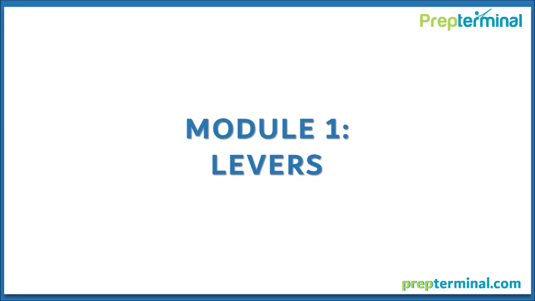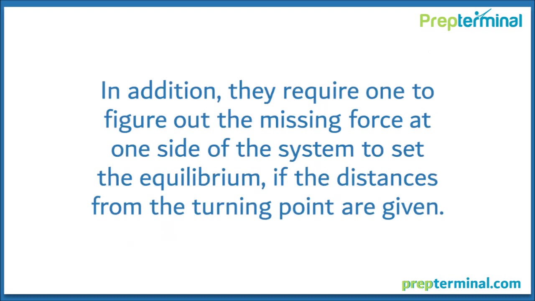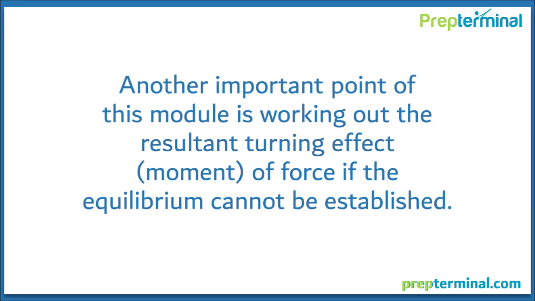Module 1. Levers. Questions involving levers require the candidate to identify the correct position in which a force must be applied in order to establish the equilibrium between two parts of levers which have opposite tendencies of rotation. In addition, they require one to figure out the missing force at one side of the system to set the equilibrium if the distances from the turning point are given.